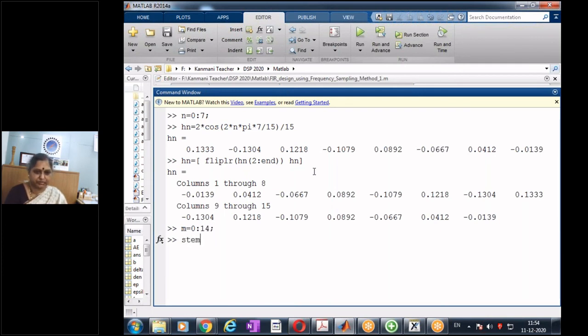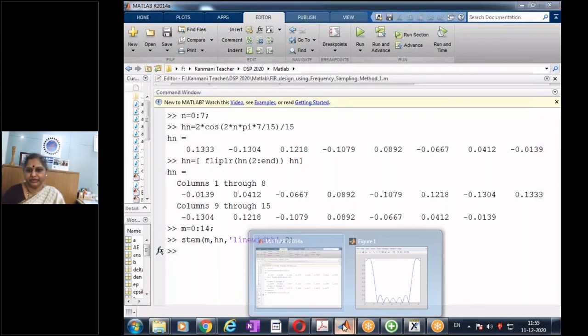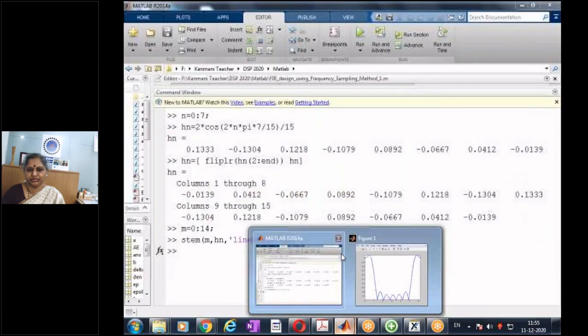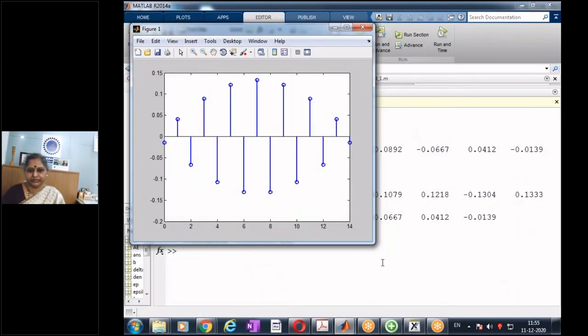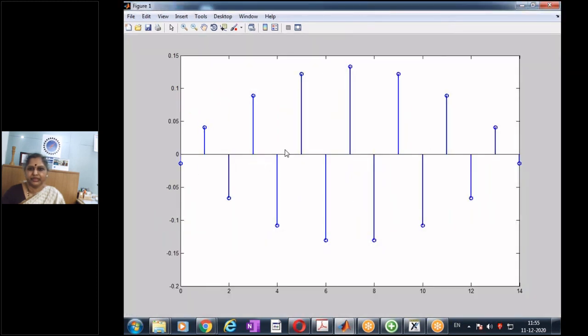And let me try to plot my result, m comma h of n. And if I want a better thickness of my plot, I can make my line width as 2. So let's look at the impulse response of our filter that we have designed. This is what we have. This is the impulse response of the filter that we have designed.